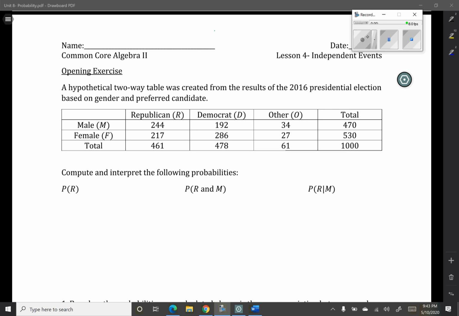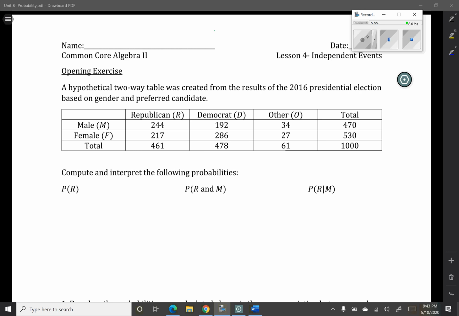In today's lesson, we're going to be talking about independent events. To be able to determine whether or not events are independent or dependent upon each other, we need to be able to determine a couple basic probabilities. We need to be able to find the probability of an event happening or the probability of an event happening given a second event.